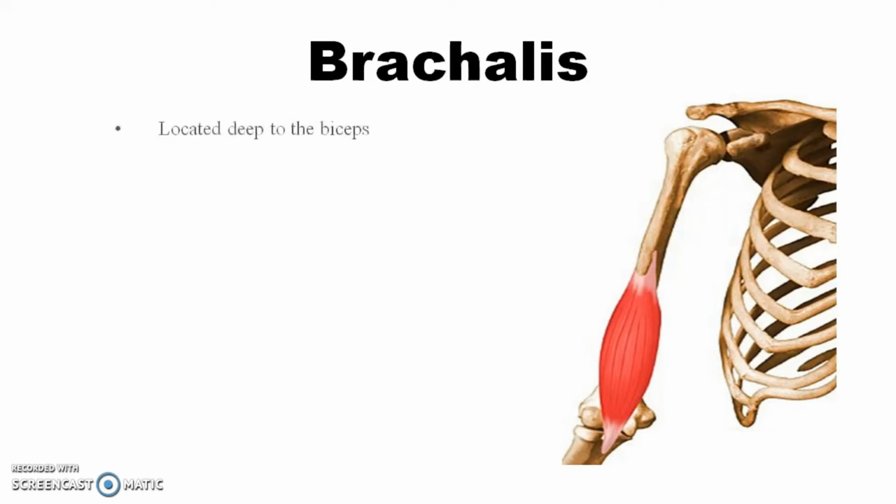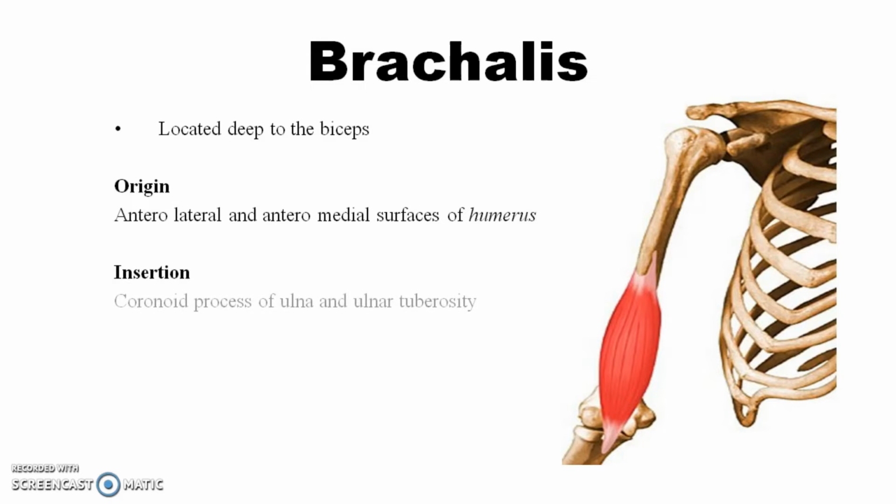Now talking about origin. So it is taking origin from the anterolateral and anteromedial aspect of the humerus bone. So in humerus we will be having two surfaces such as anteromedial and anterolateral. Those two surfaces in the lower part giving origin for this particular muscle. And then we will be having insertion happening in coronoid process of ulna and also in the ulnar tuberosity. We will talk about this later.